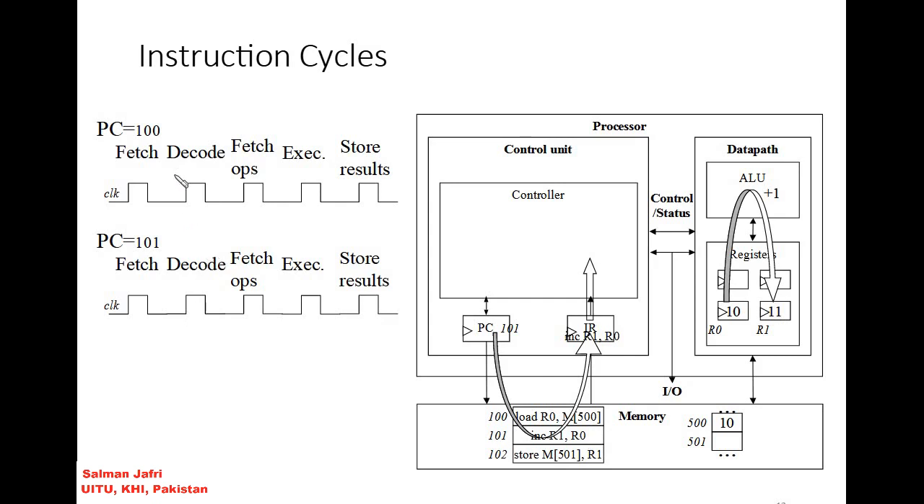So if we talk about these two instructions, the fetch cycle was active, the decode was active, the fetch operands was active, execute was not active, and store result was not active. As far as the second instruction is concerned, the fetch is active, the decode is active, nothing was to be done on fetch operands, the execute was active, and the store result was not active.